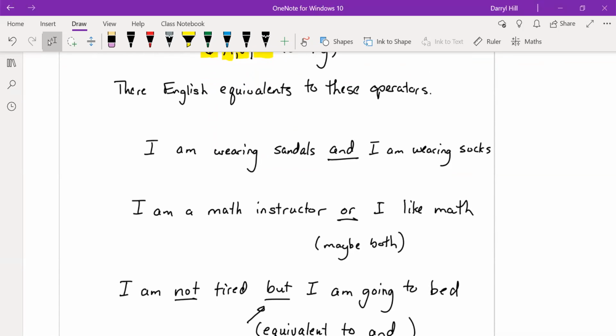So there are English equivalents to these operators. So, I am wearing sandals and I am wearing socks. That's not true, I'm barefoot, but whatever. So that's, you know, this corresponds to the logical AND operator.